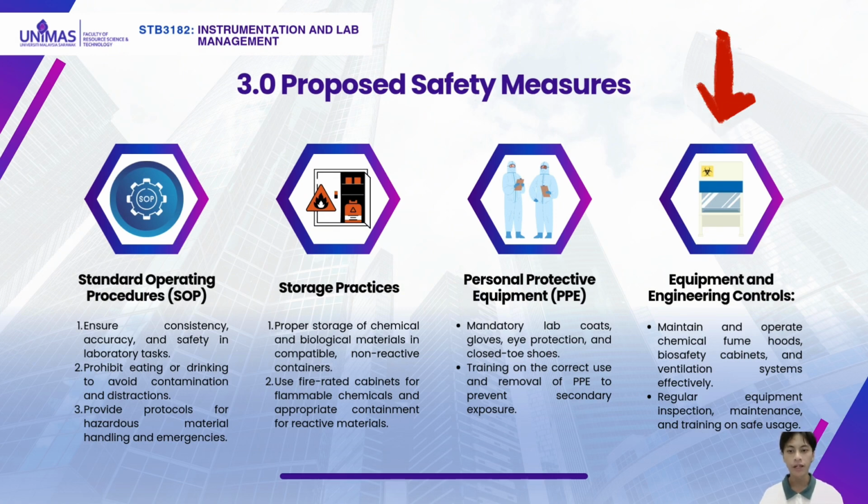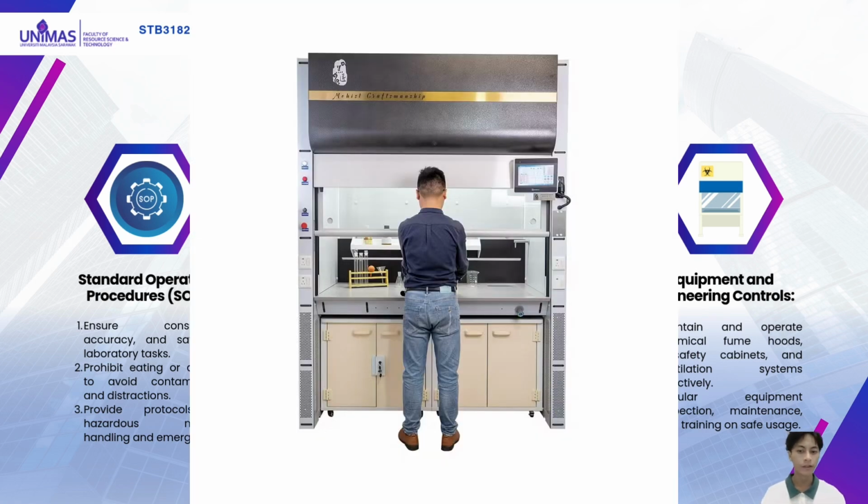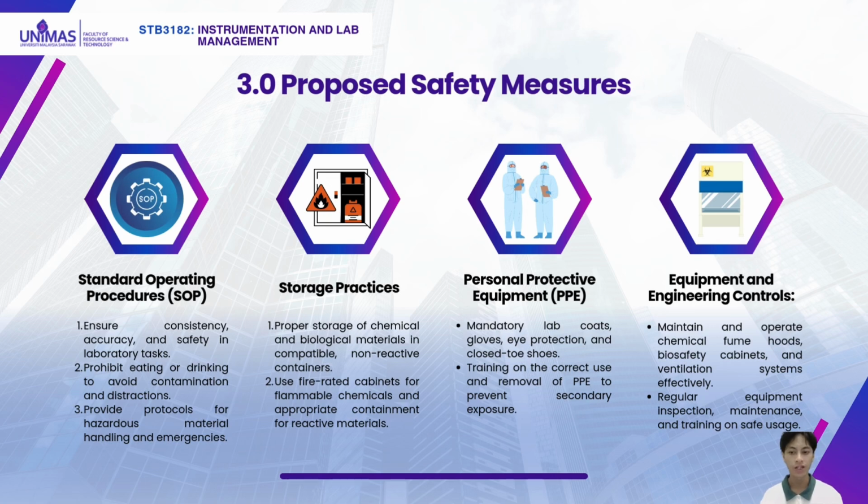Moving on to engineering and administrative controls, key engineering controls include using biosafety cabinets to handle infectious materials, fume hoods for toxic chemicals, and ensuring effective laboratory ventilation. Regular equipment inspection and maintenance, such as balancing centrifuges and ensuring ground fault circuit interrupters are functional, reduce equipment-related risks.